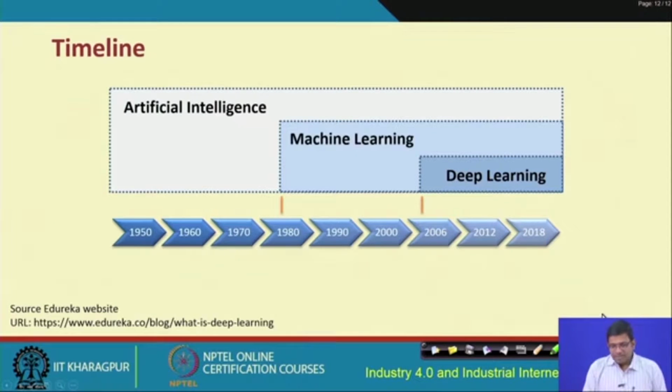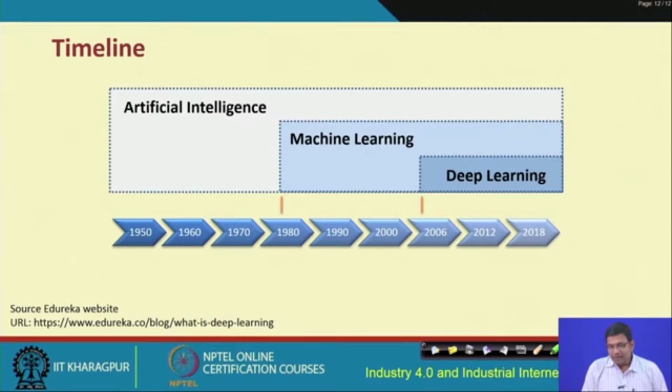So, this is just a history. AI has been popular since the 1950s, and it is still popular. ML has been popular since the 1980s, and it continues to be, and deep learning since the last few years, maybe 2006, 2007 onwards and so on.